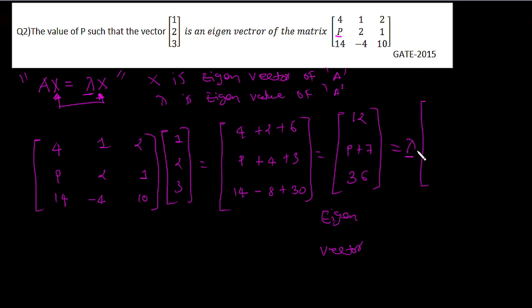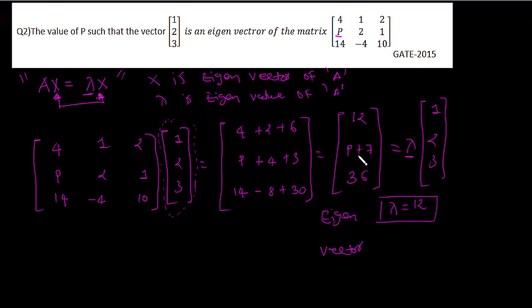Let's call it lambda. In the output we are getting the same vector, after taking this scalar out from this vector. So let's write it: 1, 2 and 3. Now you can compare, because these two vectors are the same. So you can compare the first element and we can say that lambda equals 12 in this case. Now we have found the value of lambda.